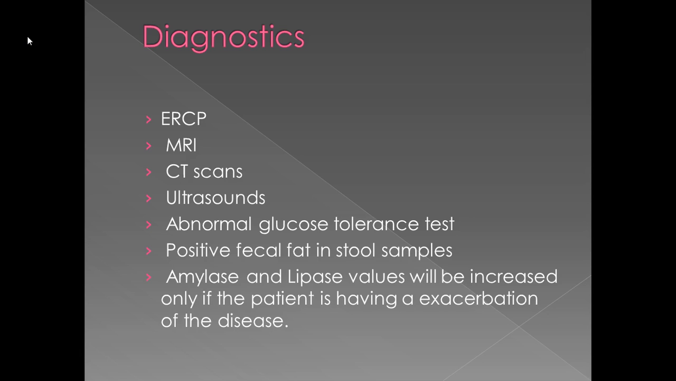Abnormal glucose tolerance test, we'll do that to give a definite diagnosis of diabetes. Positive fecal fat and stool samples, because they're just not making enough lipase to break down the fat. And amylase and lipase values will be increased only if the patient is having an exacerbation of the disease. So a normal checkup or a normal doctor's visit, even though they have chronic pancreatitis, if they're not having an exacerbation, their amylase and lipase will be normal. If they are having an exacerbation and they're hospitalized, their amylase and lipase will rise as well. So amylase and lipase rising is a sign of an acute process.